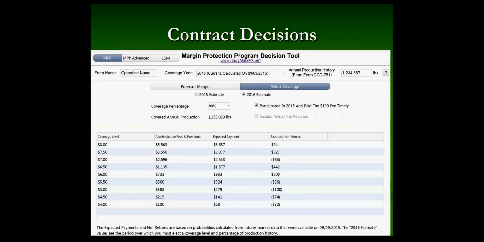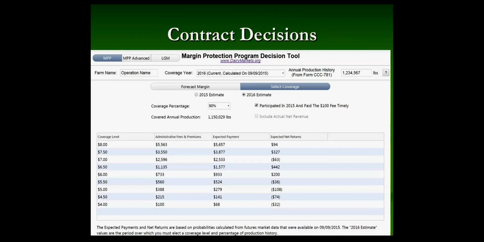So for this relatively small herd, in a relative standpoint, 1 million pounds of milk, 1.2 million, we're looking at the 2016 estimate, and we've got a 90% coverage percentage. We did participate in 15 because it makes a difference on what your increase, that 0.87% increase that you're going to have for the 16. So that's a question in there as a toggle.